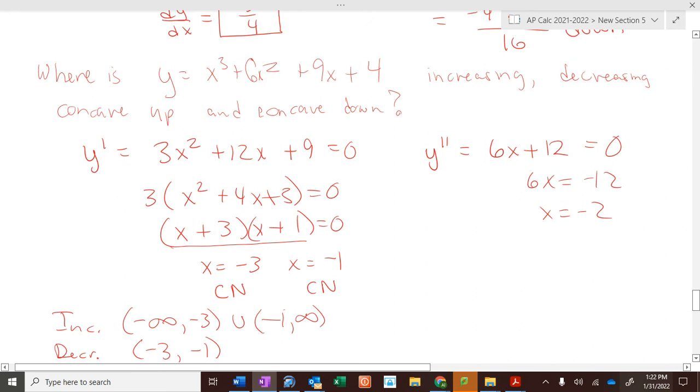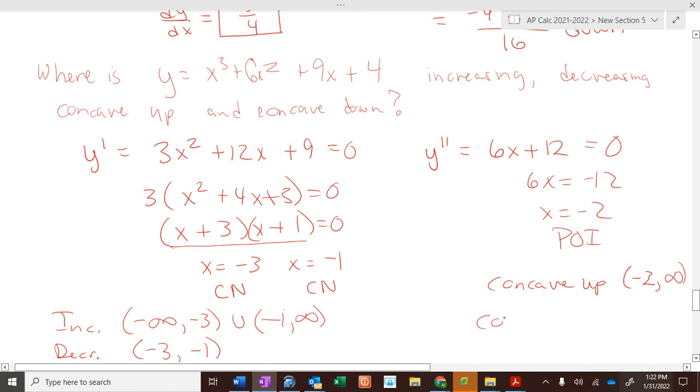Put -1 into the second derivative. If we put -1 into the second derivative, we get -6 plus 12, which is 6, right? Which is a positive number. So we know this is a point of inflection, right? So -1 is after it. So it's concave up where it's positive, right? Which is from -2 to infinity.